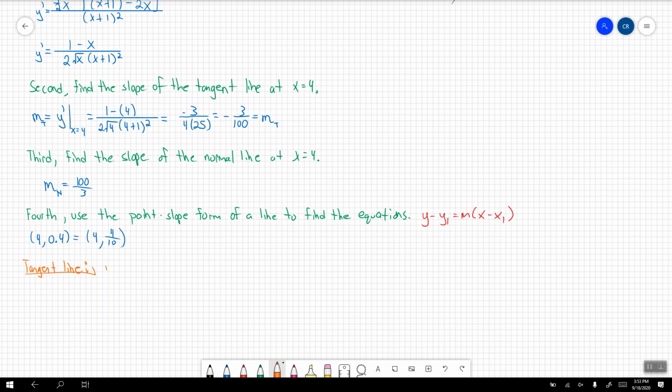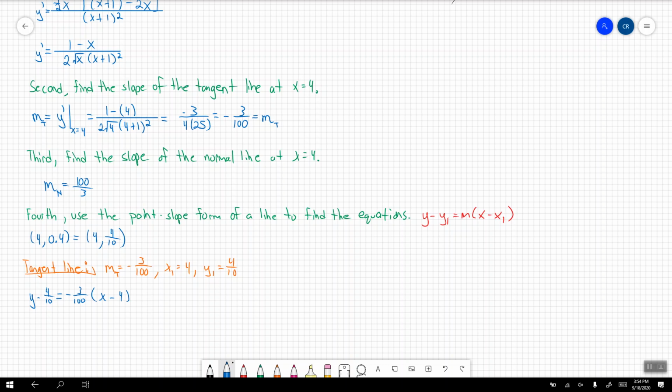Okay, I'm going to extract what I know for my tangent line. Slope of the tangent line is negative 3 divided by 100. My x sub 1, my x coordinate, is 4, and my y coordinate, the one that is given to me, is 4/10. I'm going to make those substitutions. So y minus y1, which is 4/10, is equal to m, which is negative 3 over 100, multiplied by x minus 4.